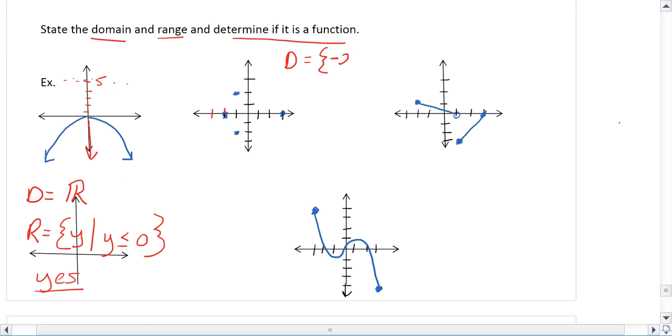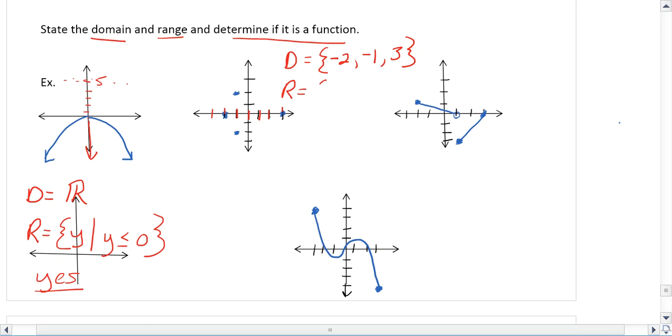So that is an element in the domain. Right here at negative 1, the graph also exists. Checking right here at 0, there's no dots there, so there is no 0. Checking 1 here, nope. Checking 2, again, no dots. But right here at 3, we have a dot. So we just have 3 elements in our domain.